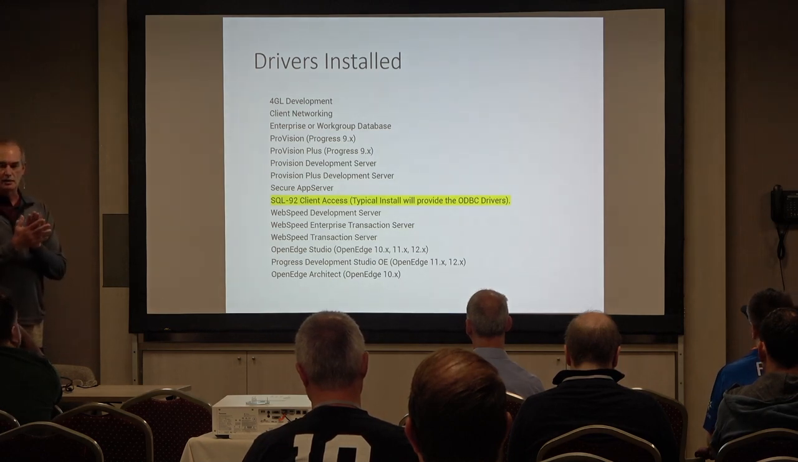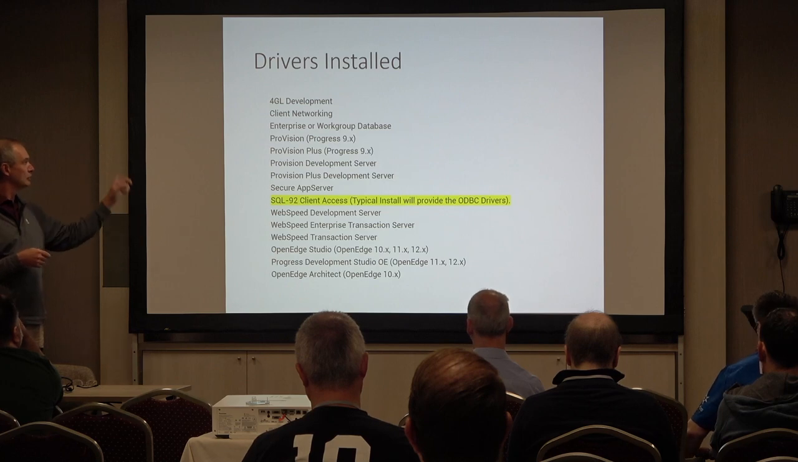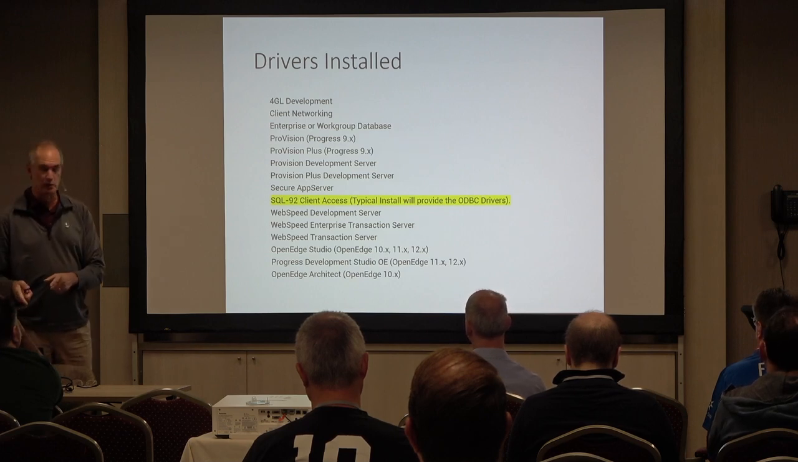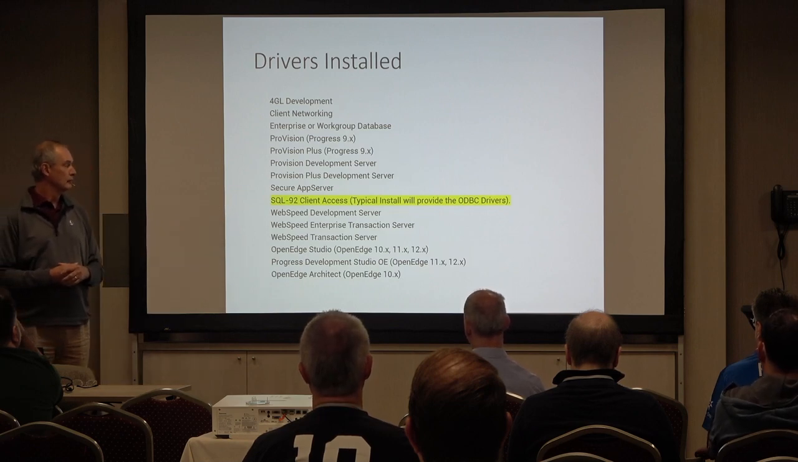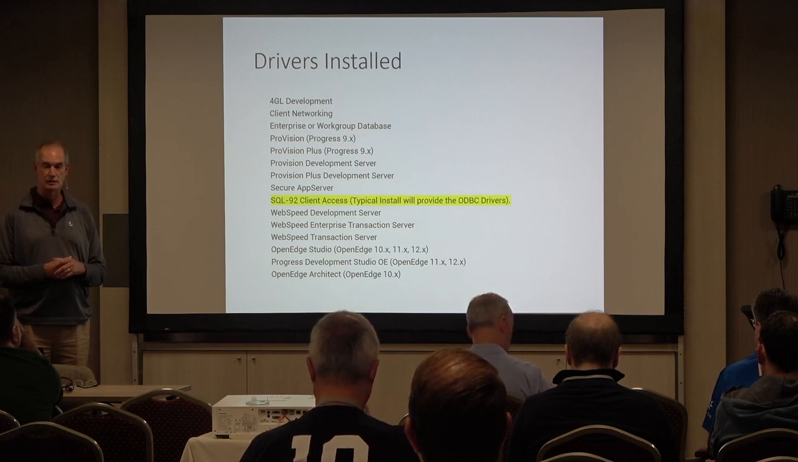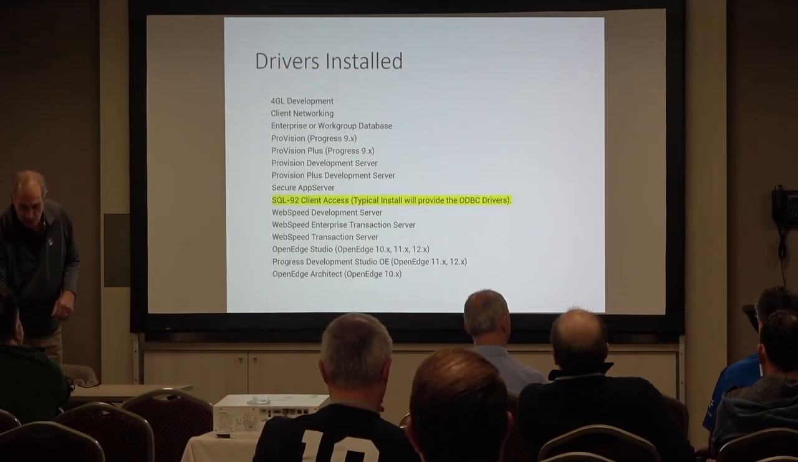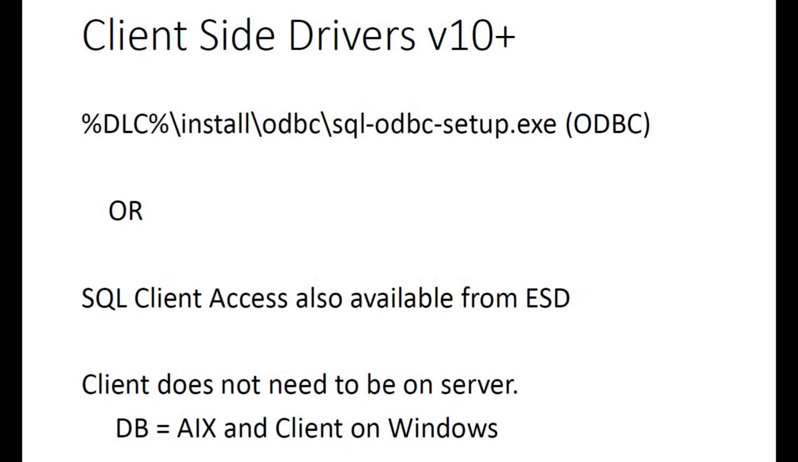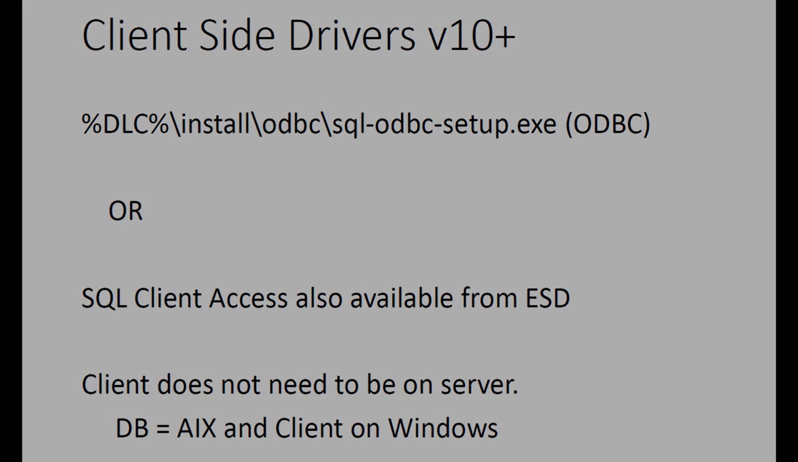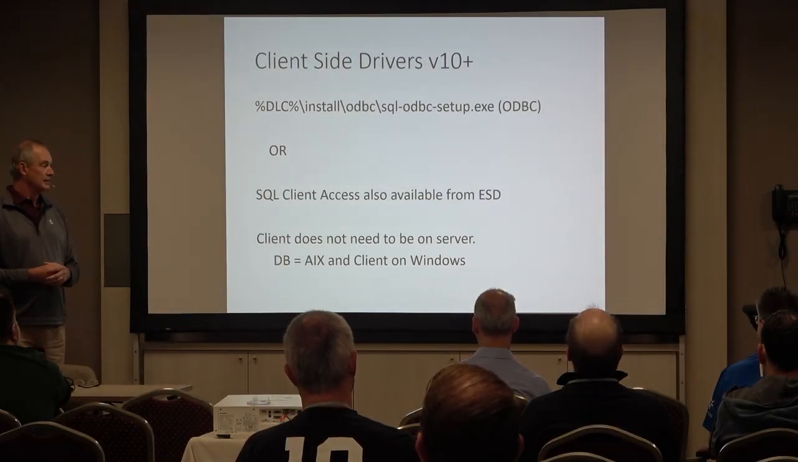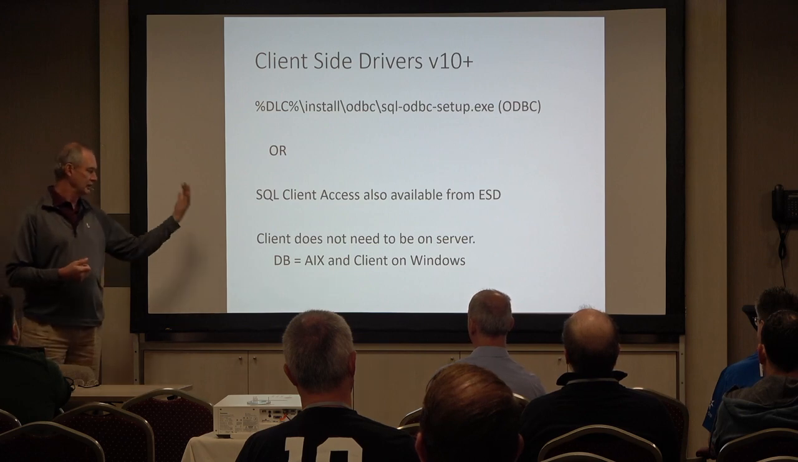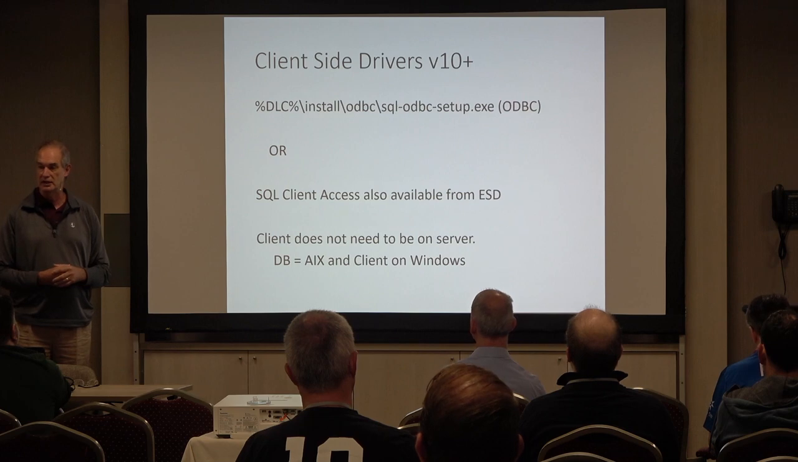If you install a Progress product, any of these products will install the drivers locally, okay? If you don't have a machine that you've previously installed Progress on, then the SQL 92 access will provide the minimum release of product to be able to run ODBC or JDBC. Okay? That's available through the ESD site as well. If you have loaded a Progress product, then wherever you've loaded it and install ODBC, the SQL ODBC setup is the place that you would find the drivers to install, or again, the SQL client through the ESD. Client doesn't have to sit on the server. So for example, a database can be on something, a client can be on Windows, and that's the connectivity, right? So it's client server.